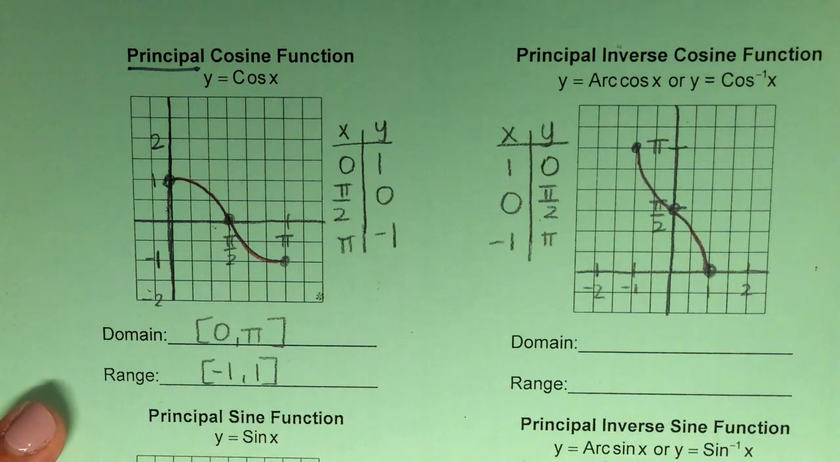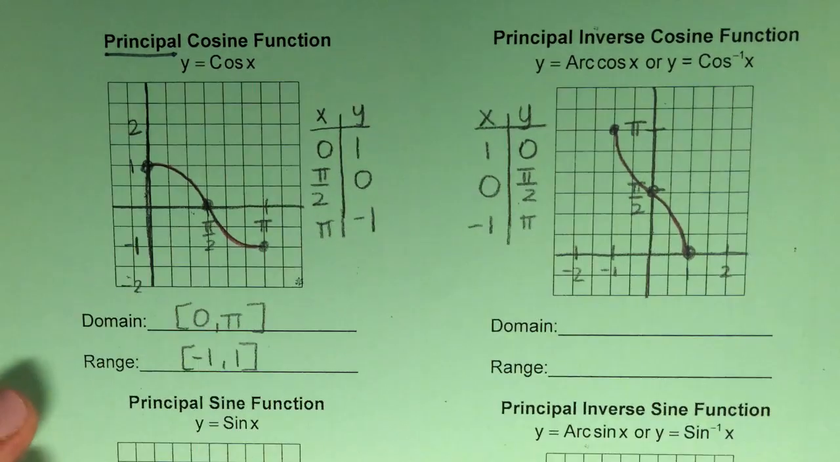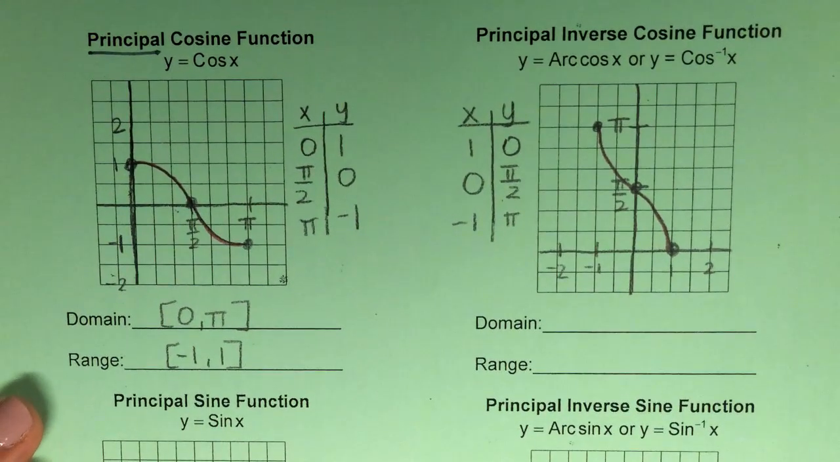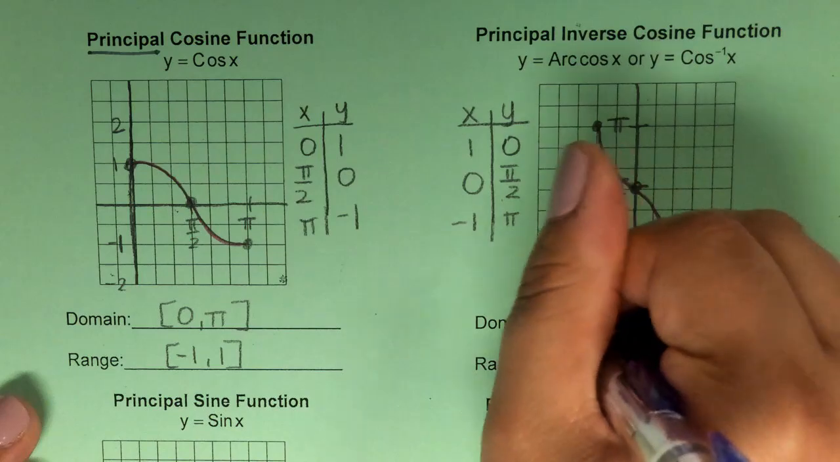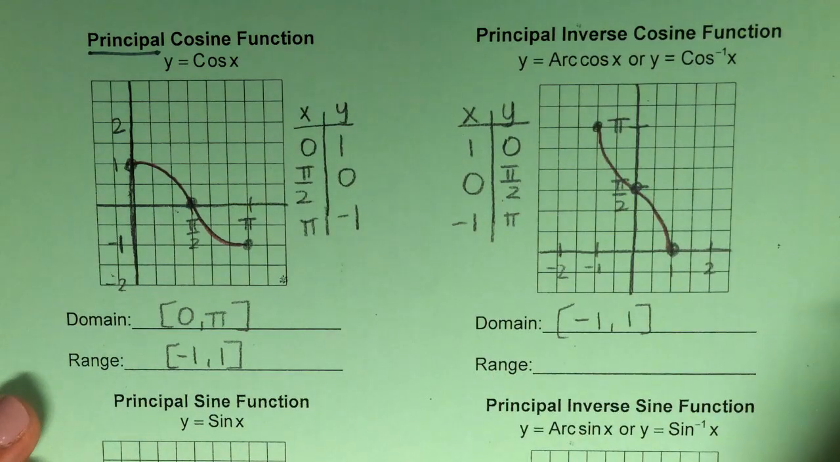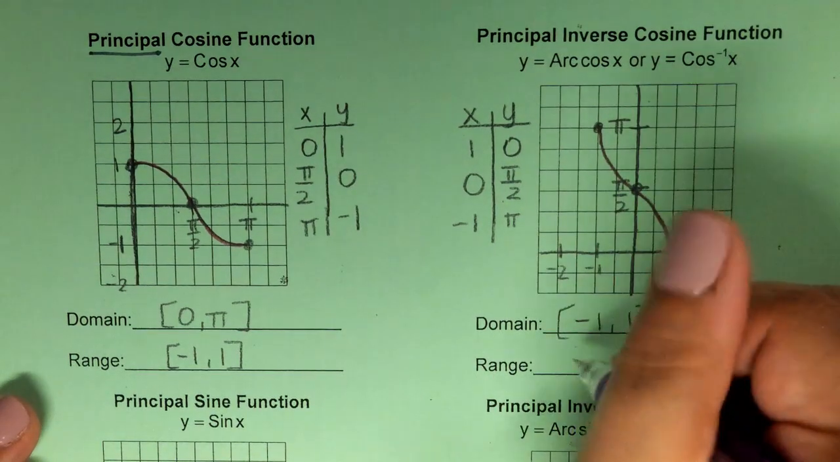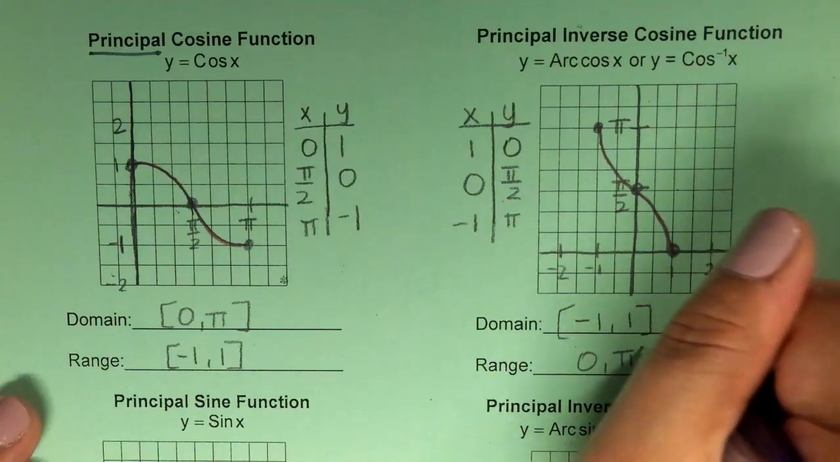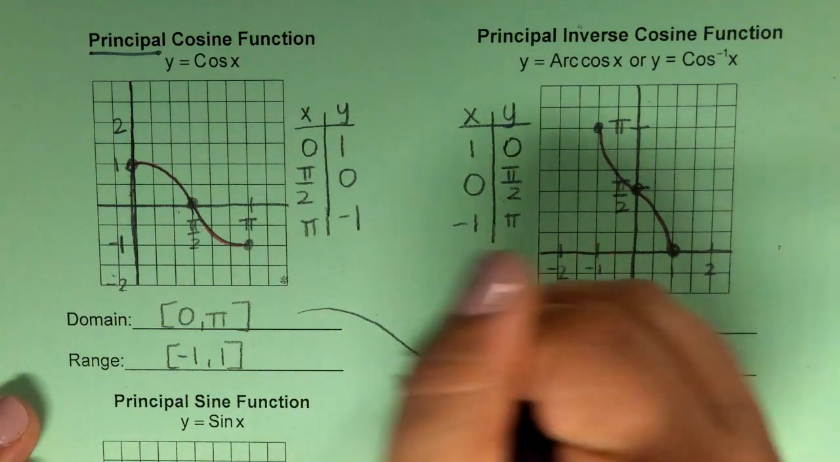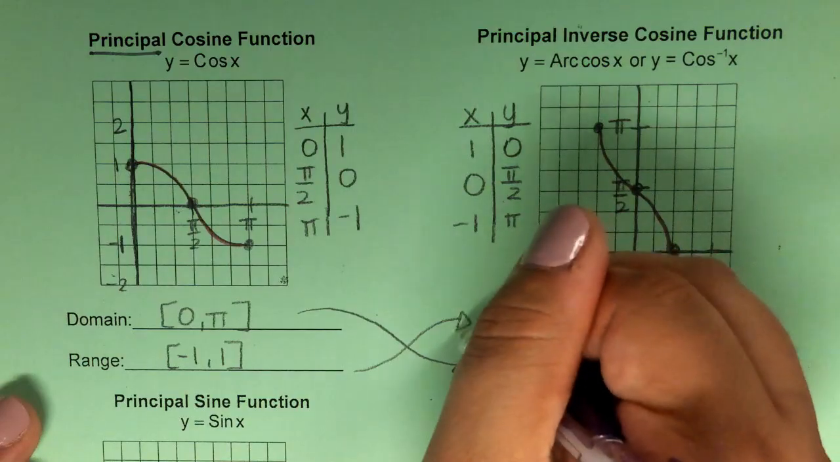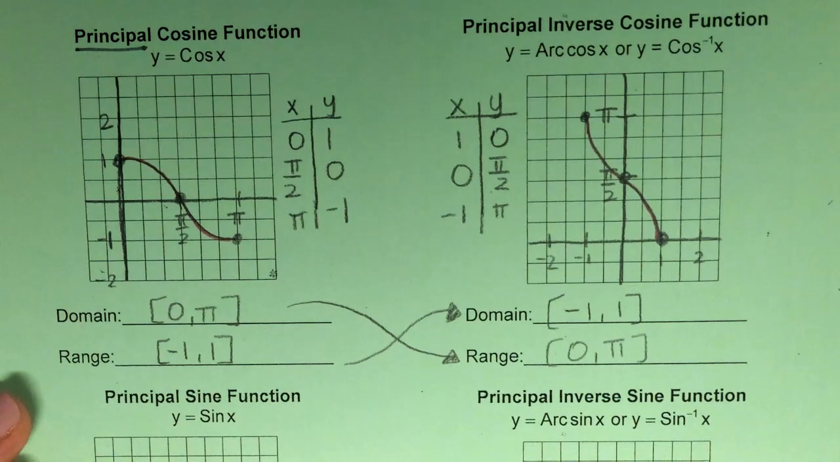And what's going to be my domain here? And what's going to be my range? So your domain and your range are going to switch because we switched our x and y.